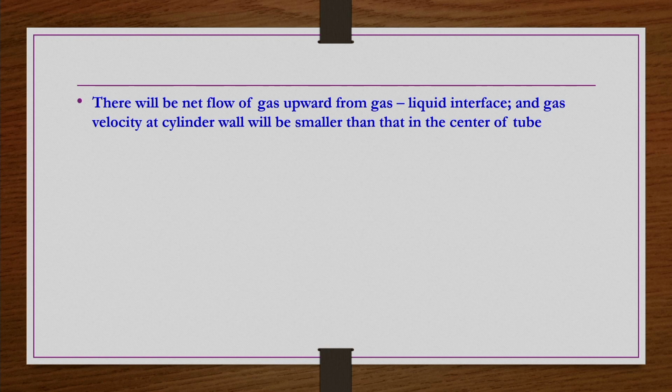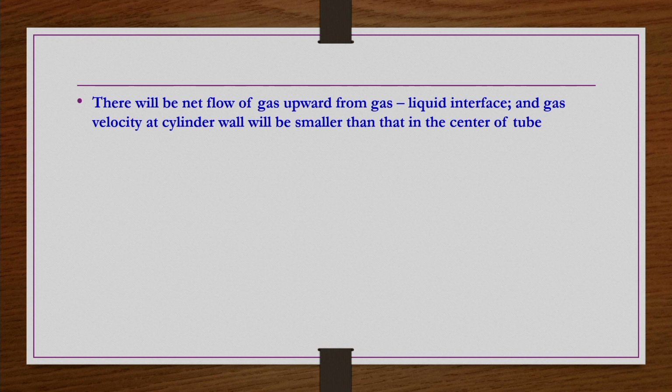So, there will be net flow of gas upward from the gas-liquid interface, and the gas velocity at the cylinder wall will be smaller than that in the center of the tube, because in flow through pipes or tubes, as we have seen, a velocity profile develops across the cross section even if the L by D is very large. We do not have a constant velocity in general. We have the maximum velocity at the center and 0 velocity at the wall.